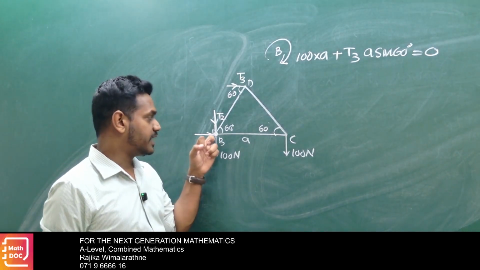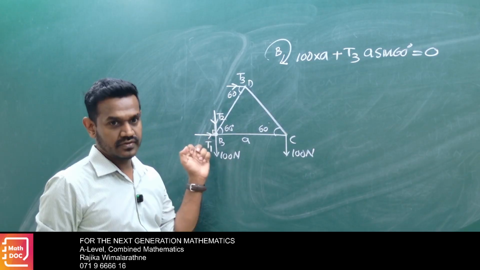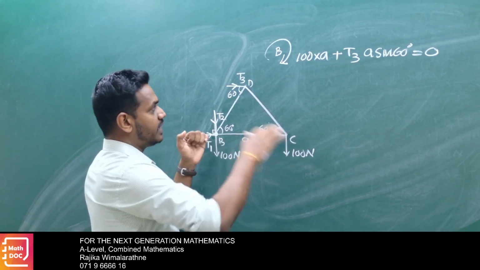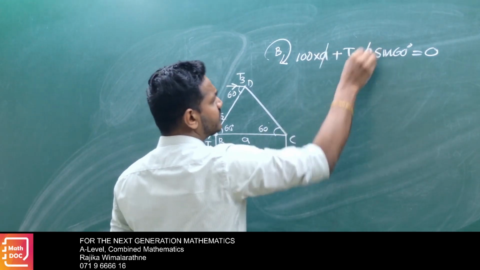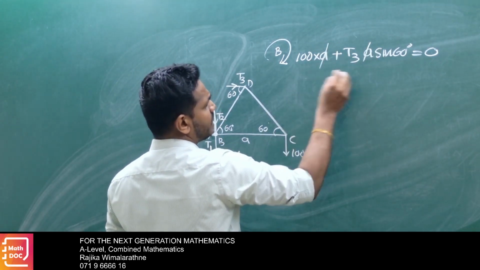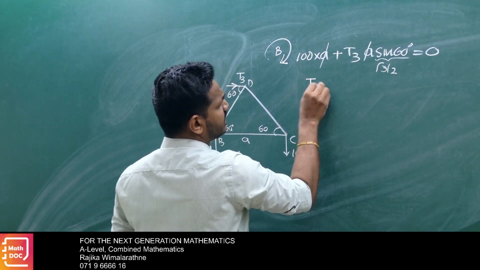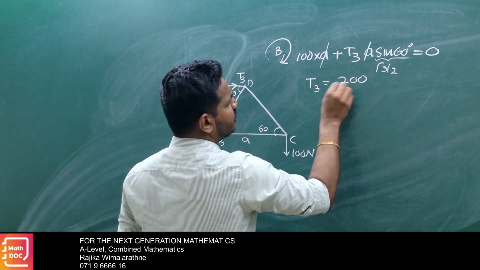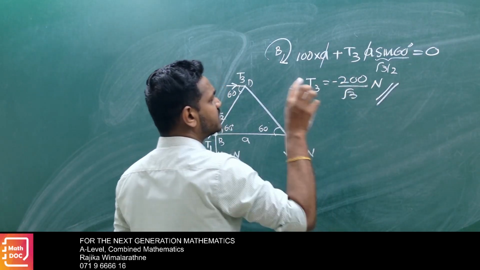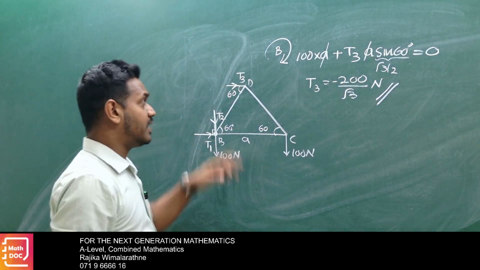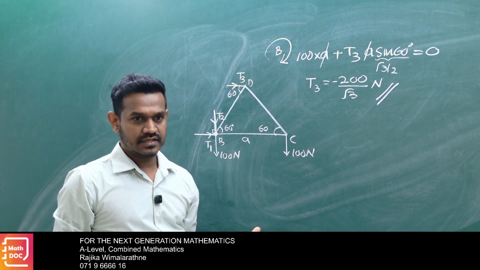Then you can take moment about B. If we take moment about B, we can forget T1 and T2, no? Then 100 into A, T3 into A sin 60. Then simplify. Root 3 over 2. Then T3 equals minus 200 over root 3 Newton. Minus means opposite direction. So I have marked here thrust, no? Now it is not thrust, that is tension.